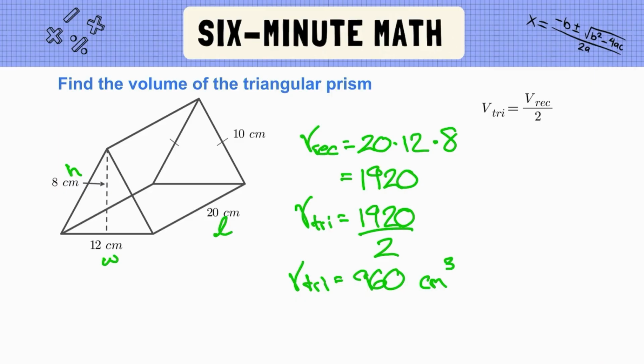Those are all the examples we have today for finding the volume of triangular prisms.